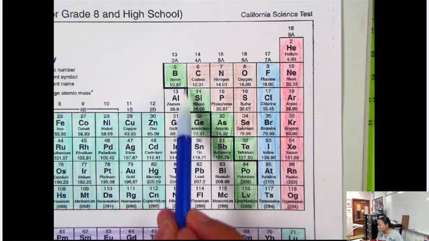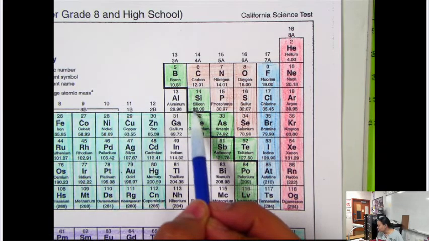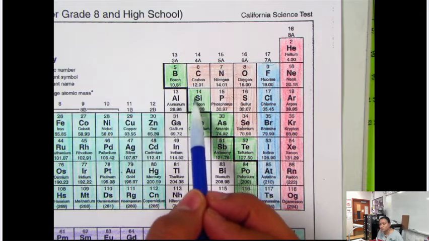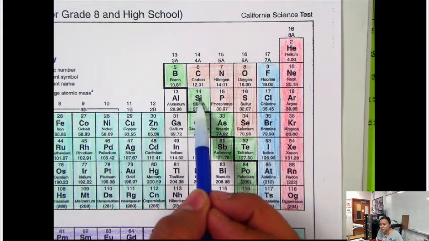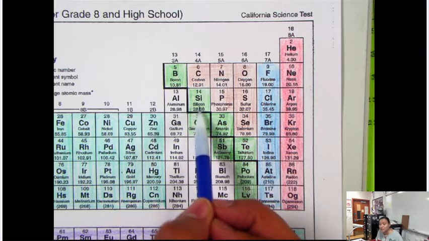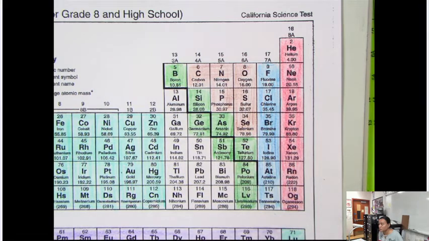Here are your metalloids, the ones that have properties of both metals and nonmetals. Something like silicon is used in computers and chips. It's not shiny, but it can conduct electricity. It's brittle, not as strong as a metal, but again, it can conduct electricity. So these are your metalloids. They have properties of both metals and nonmetals.